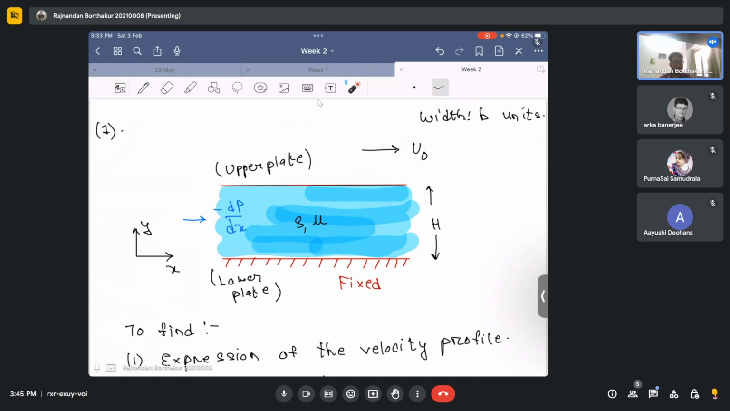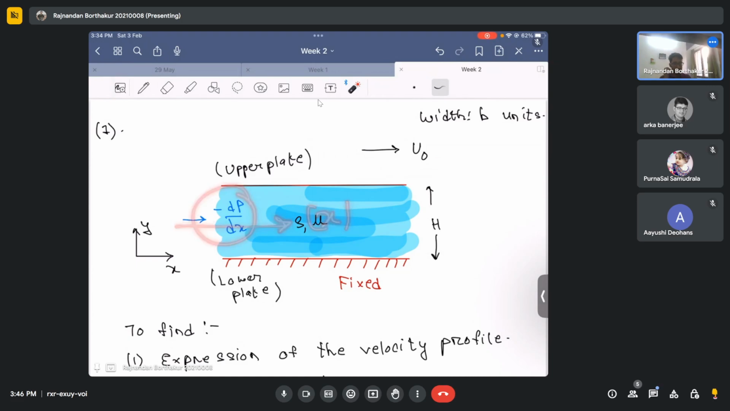Given this scenario, I hope the system is clear. I will repeat again if you wish to understand more. The upper plate moves with u naught, and the fluid has density rho and viscosity mu. Since the upper plate moves with u naught, it will also drag the layer of fluid with it, which means that the fluid also will move with some velocity, which will of course not be u naught for the bulk fluid. We'll eventually find out, but it moves the fluid. In addition to the movement of the top plate, we also have a pressure gradient applied in the x direction, axially.